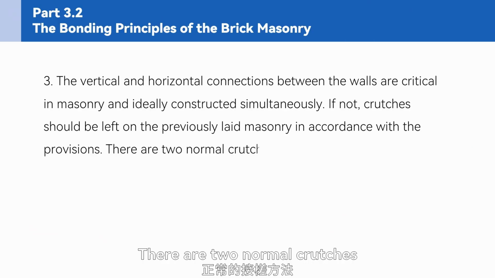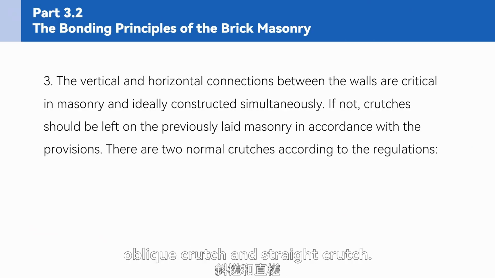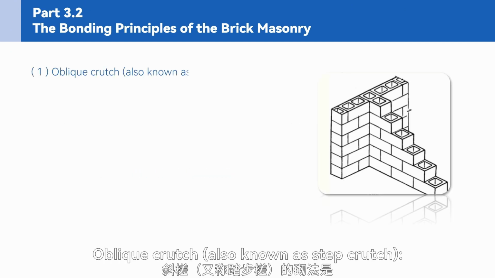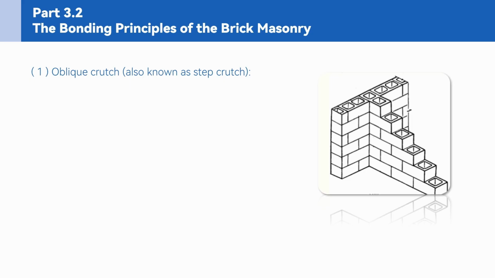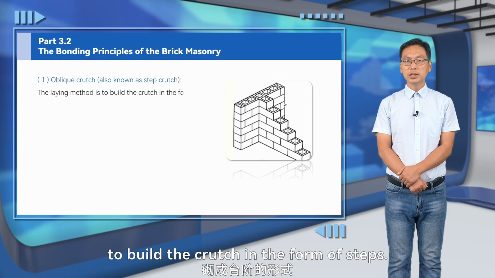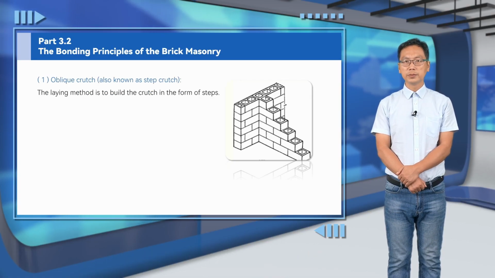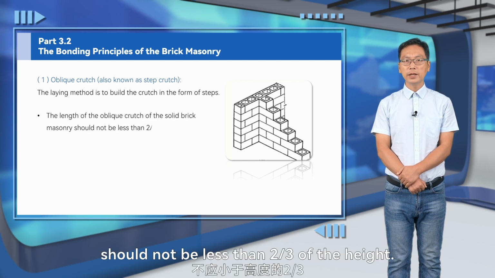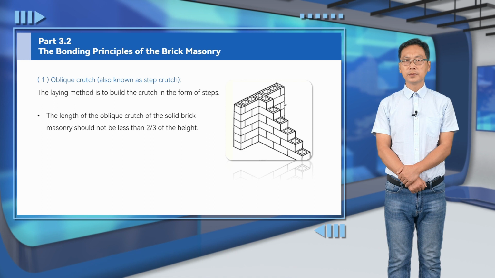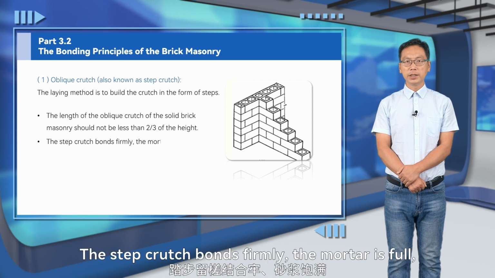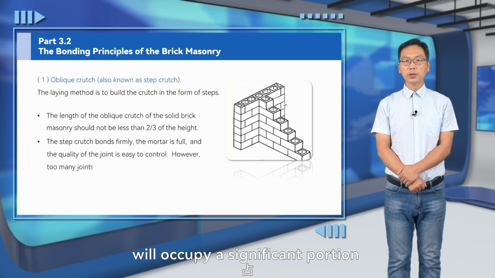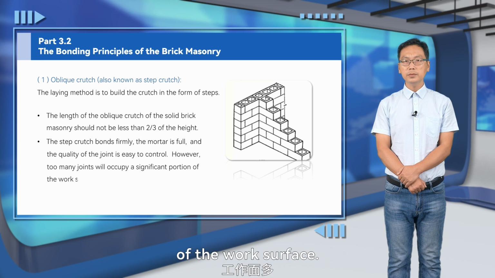There are 2 normal crutches according to the regulations: oblique crutch and straight crutch. Oblique crutch, also known as step crutch. The laying method is to build the crutch in the form of steps. The length of the oblique crutch of the solid brick masonry should not be less than 2/3 of the height. The step crutch bonds firmly, the mortar is full, and the quality of the joint is easy to control. But many joints will occupy a significant portion of the work surface.